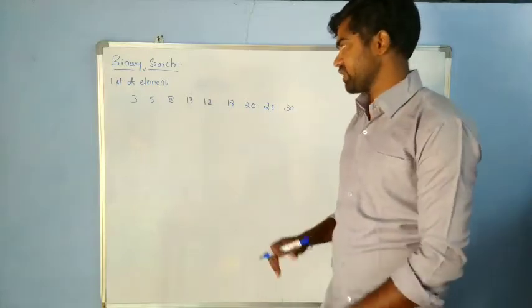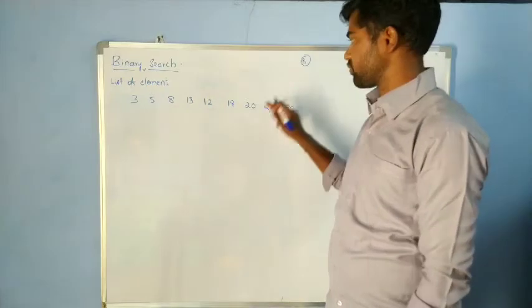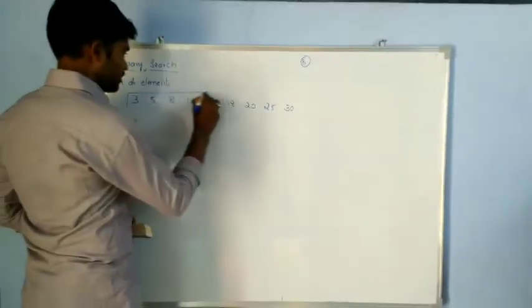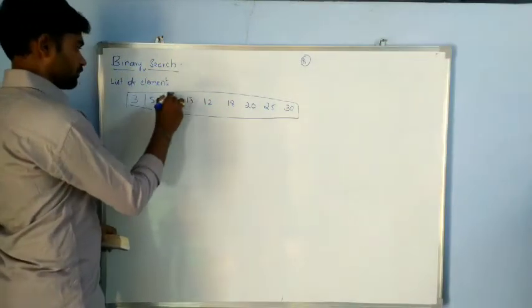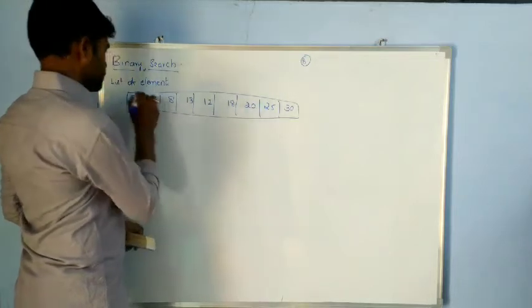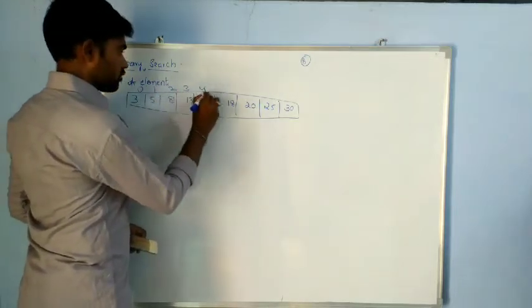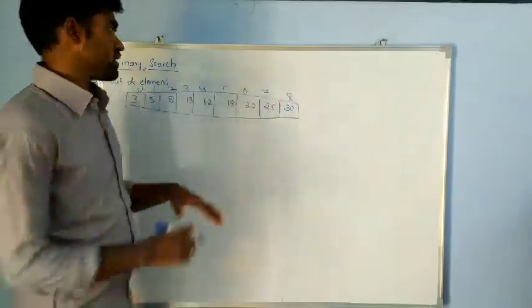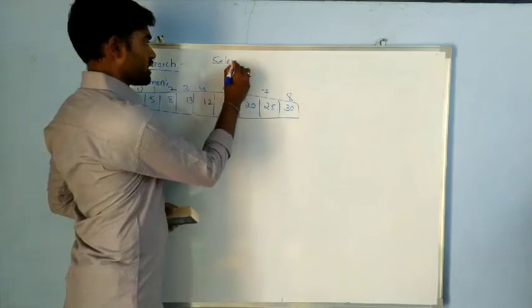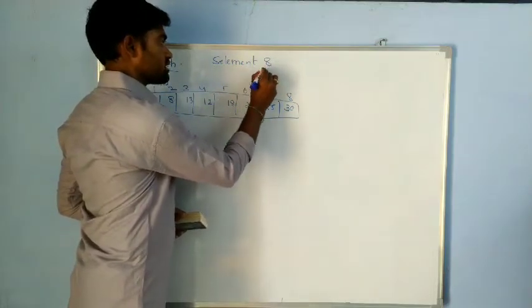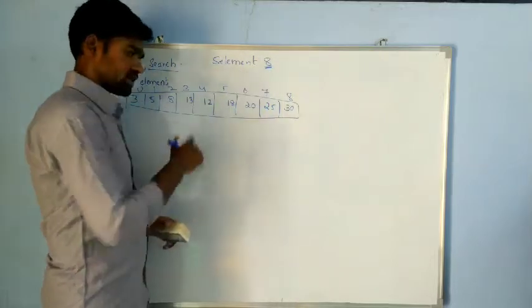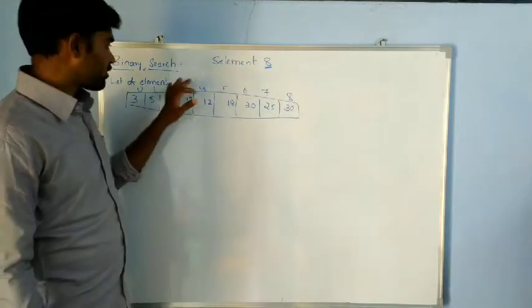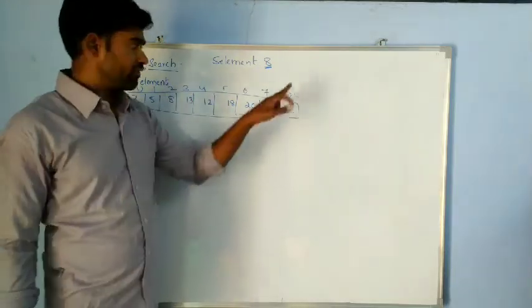Okay. So now my search element is 8. To perform the binary search, first arrange these elements in the array with the index numbers: 0, 1, 2, 3, 4, 5, 6, 7, 8. Now what is my search element? The search element is 8. So we are searching whether this element 8 is present in the list or not. If it is present, then we need to display the index number of that element.